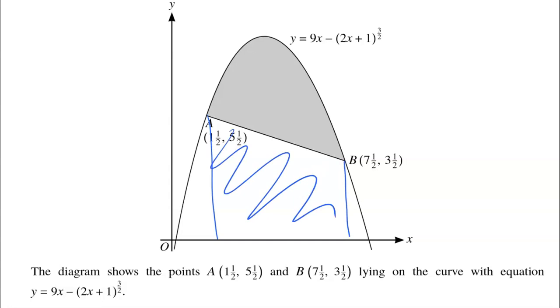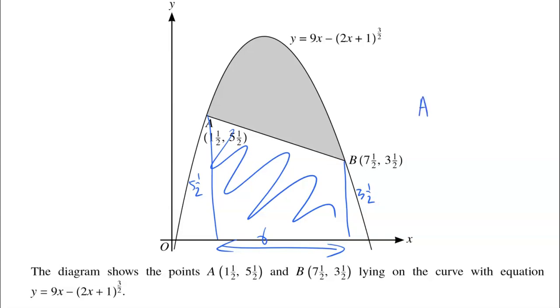Let's just consider the area of the trapezium for a sec. What are the x values? 1.5 to 7.5. So that's 6. If you add 6 to 1.5, you get 7.5. And we've got 5.5 and 3.5 for the 2 y values. So they're parallel lines. All right, so we already know the area of this trapezium.